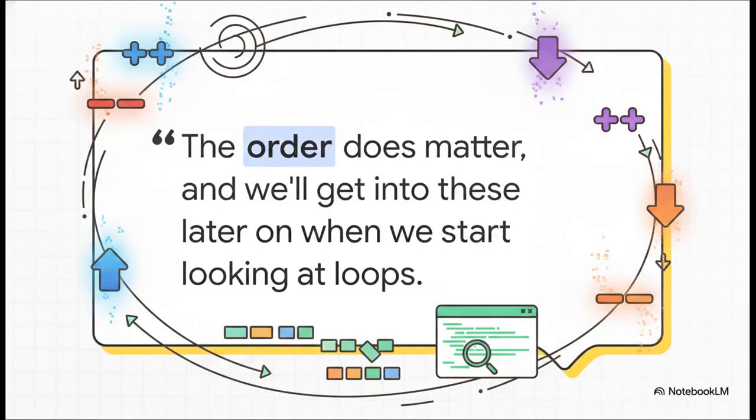And look, this isn't just some abstract theory. As our source material from the Net Ninja tutorial explicitly points out, the order does matter, and we'll get into these later on when we start looking at loops. This is such a vital real-world application. When you're building complex loops, like iterating through hundreds of pieces of user data or animating an object frame by frame, mixing up prefix and postfix is a prime culprit for the dreaded off-by-one bug. Literally, if your loop is behaving strangely, checking where you placed your plus signs is almost always the very first debugging step you should take.